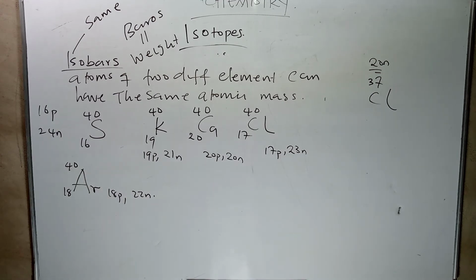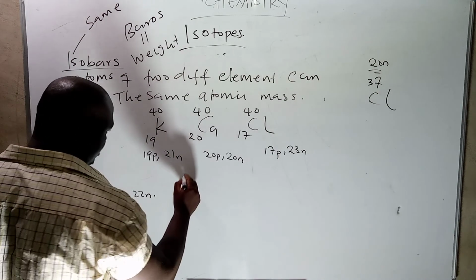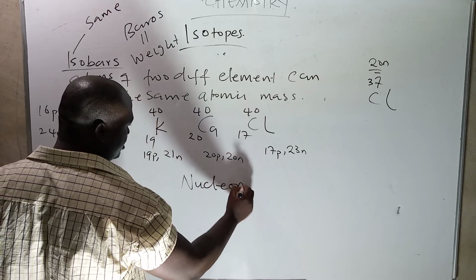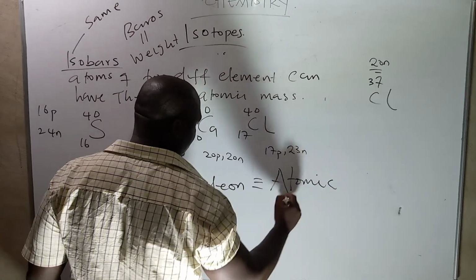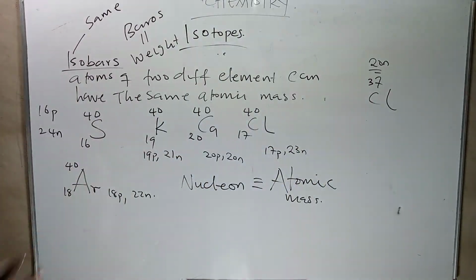In the next video, I will focus basically on calculation. Please, I want you to know this thing. When I say nucleon number, it is also the same thing as atomic mass. The nucleon number is equivalent, also the same thing as atomic mass. So in part 2 of the video, I will focus basically on calculation on isotopes.